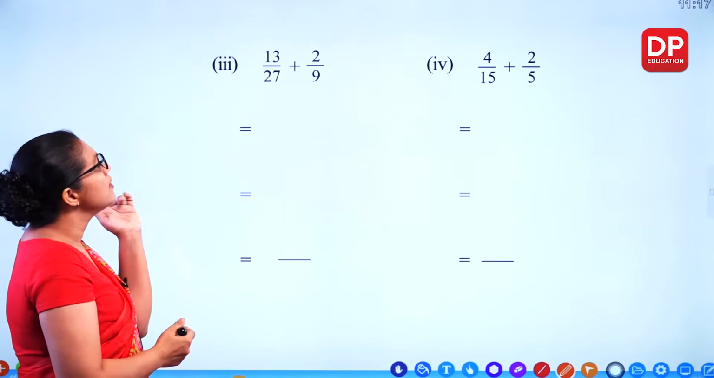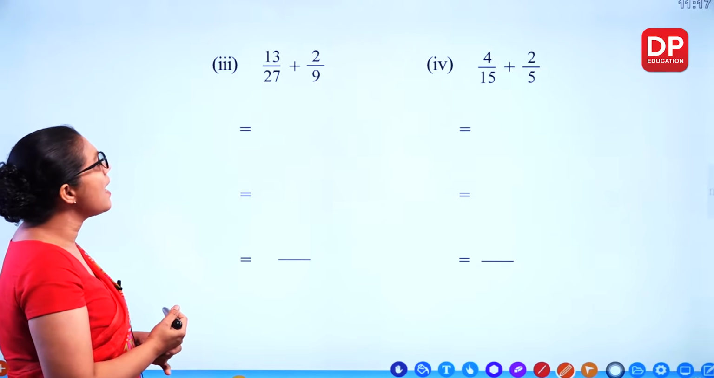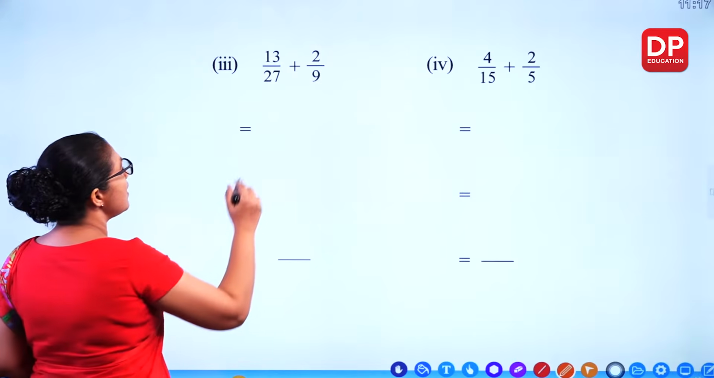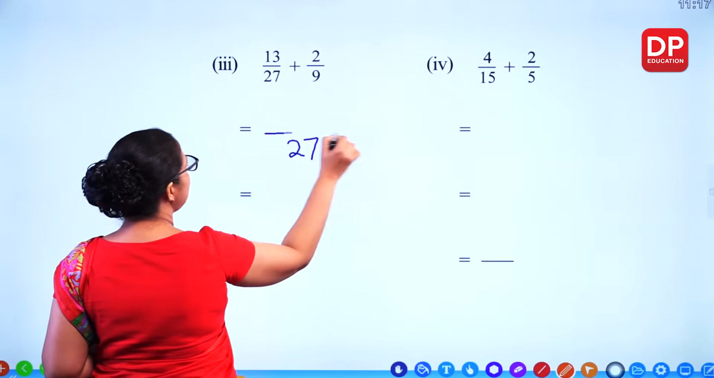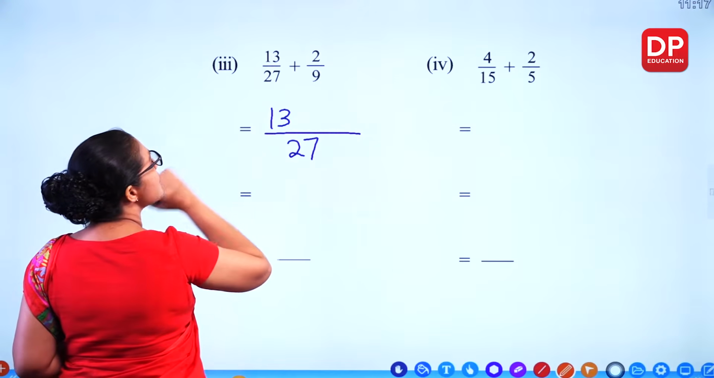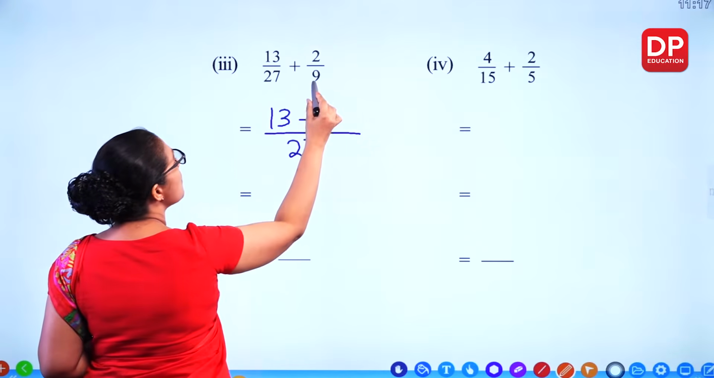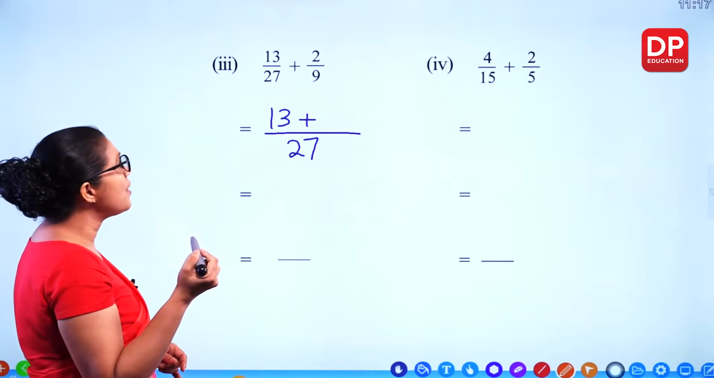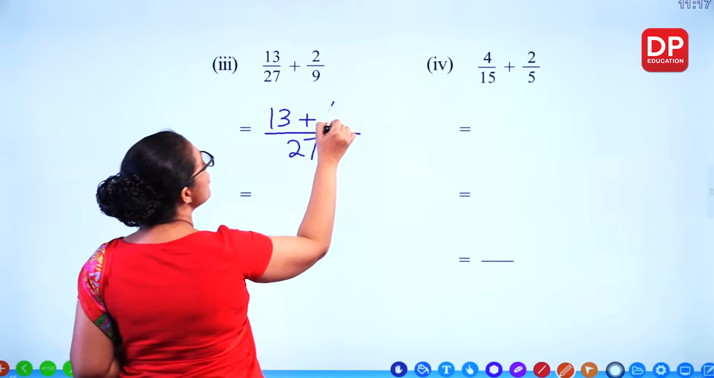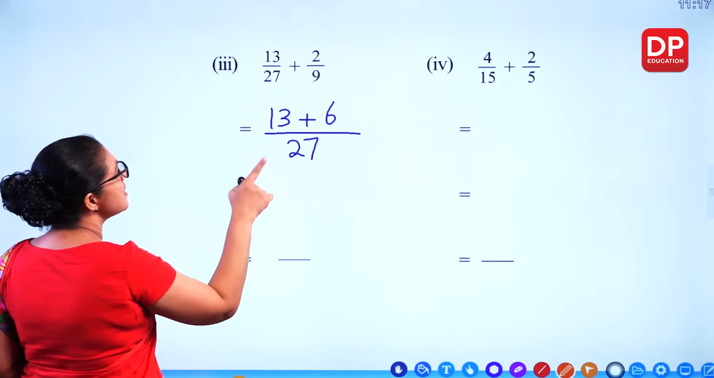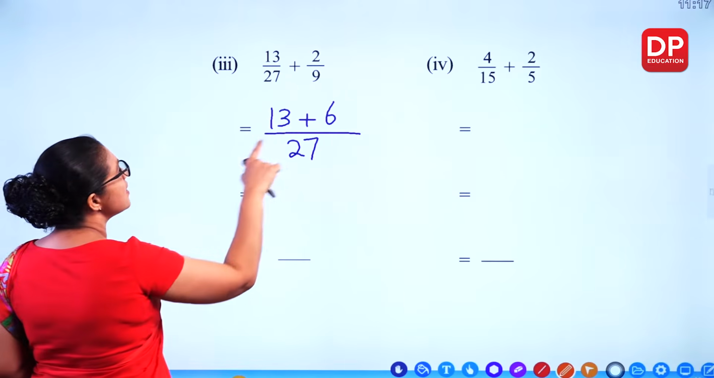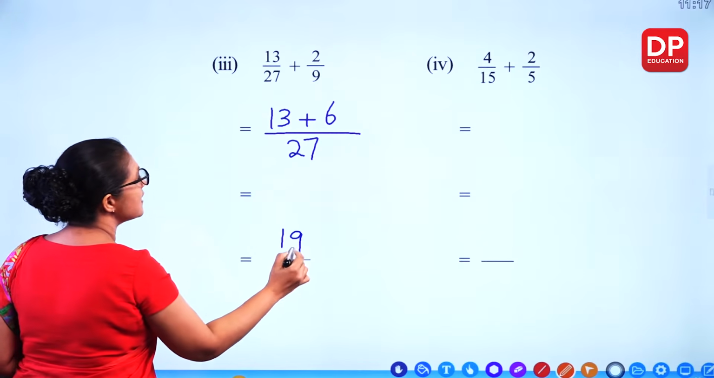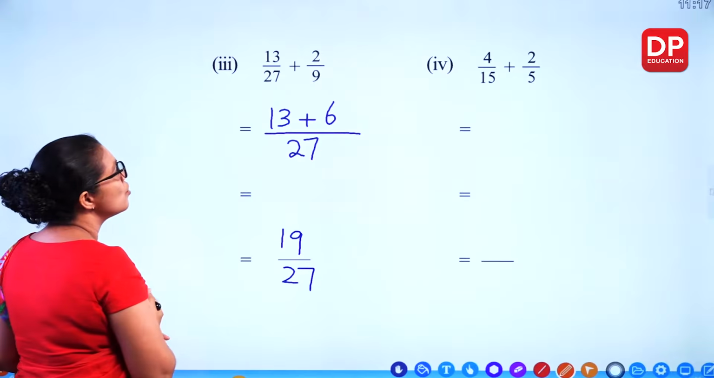This one, different denominators, 27 and 9. What's the lowest common multiple of 27 and 9? That's 27. You can write this as the same. And this one, convert 9 to 27. That means multiply by 3. 3 times 2, you get 6. Now add it. You get 13 plus 6. That's 19. 19 out of 27.